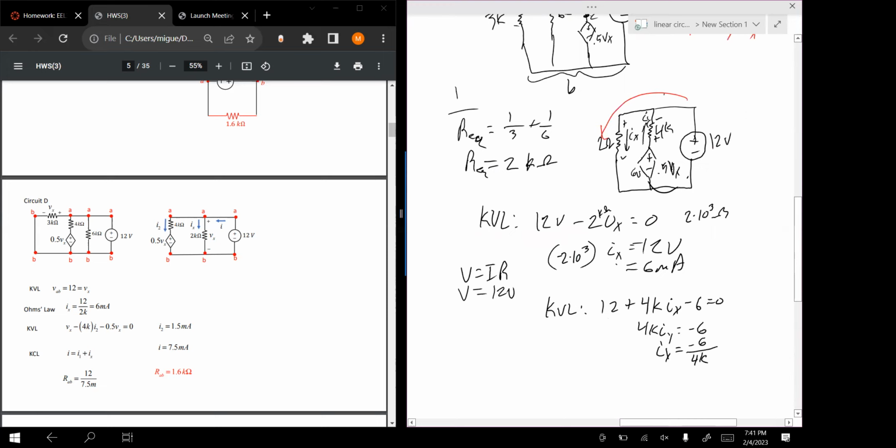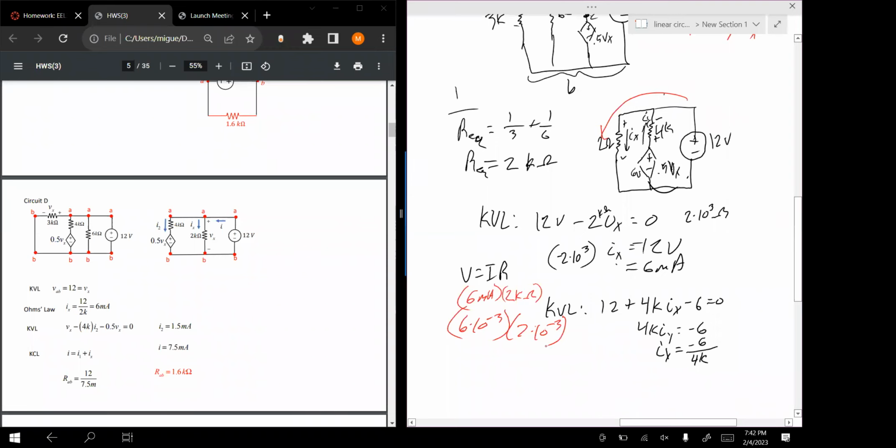Okay, so the equivalent resistance here was 2 kilo ohms. That means this is 6 milliamps. Times the equivalent resistance here, the resistance is 2 kilo ohms, and the current flowing through this resistor right here is 6 milliamps. So this is just 6 times 10 to the negative 3, and then 2 times 10 to the negative 3.